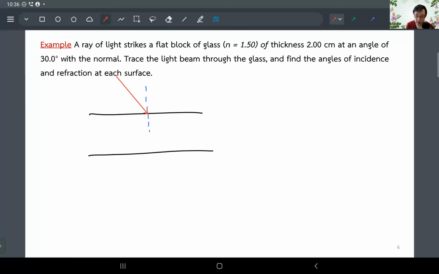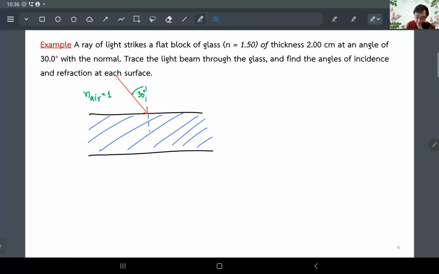The way that you apply Snell's law is this. Start from here, 30 degrees with the normal. Up here is air, so you can call it n in air, and let's take it to be 1. Down here is glass, so this is a glass slab, a block of glass, and it's given that n is equal to 1.5. And then you come out to the air again, 1.